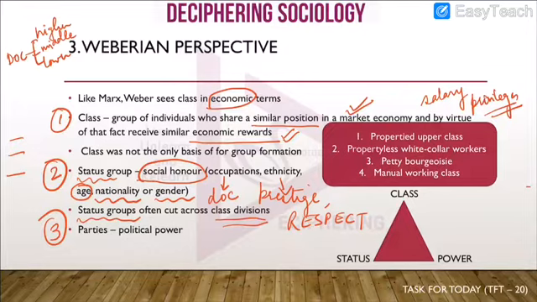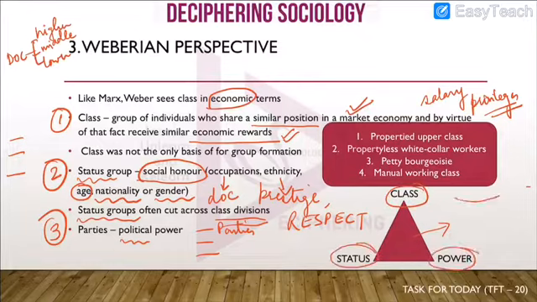The third type of group is the one which enjoys political power. Weber says that on the basis of political power also, people can be divided into certain social groups, and the group which enjoys the most political power he gave the term party or parties. So you can see that Weber says that social stratification can be on the basis of difference in class, status, or power.